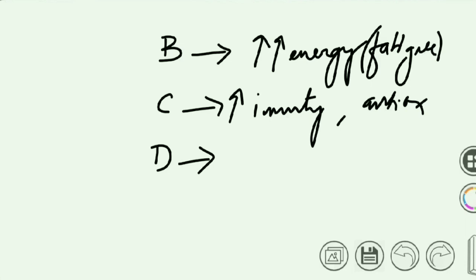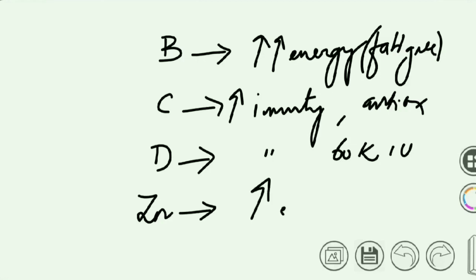Next, vitamin D. Almost all the Indians are deficient in vitamin D levels. So vitamin D is going to improve your immunity. A dose of 60,000 international units once in 2 weeks is given. Then comes your zinc. This is also a cofactor for reactions, and it also increases your immunity. Okay, this is your prophylactic drug.